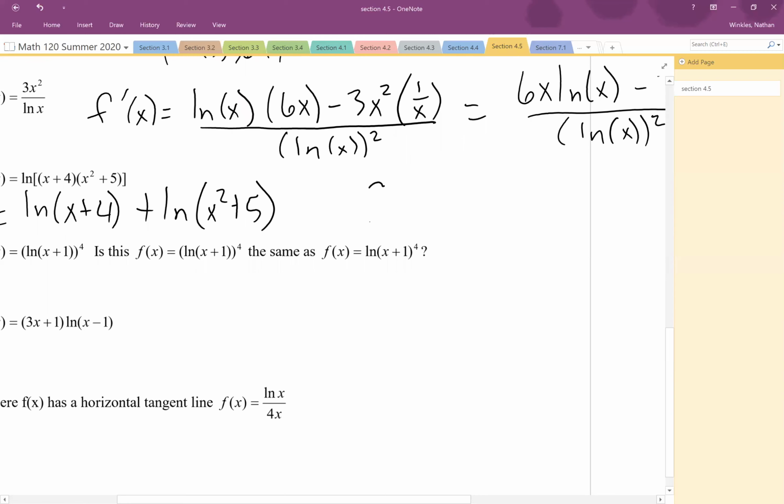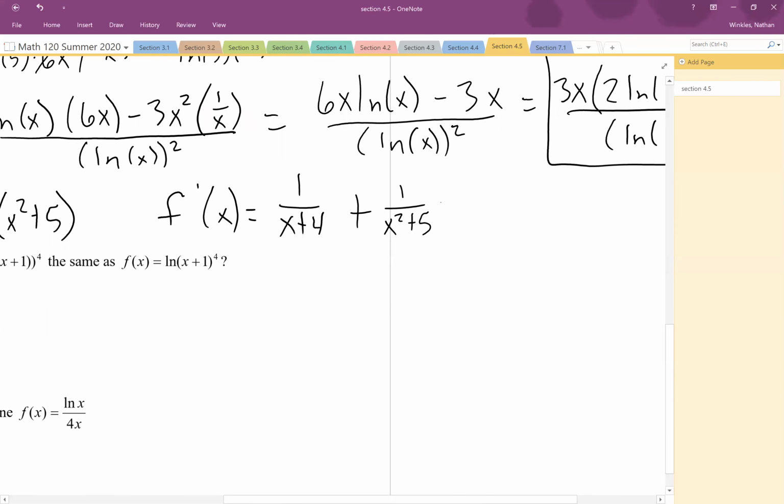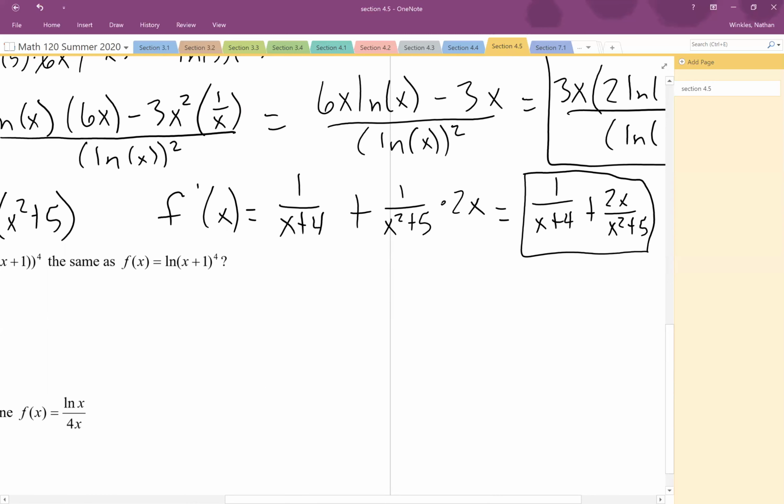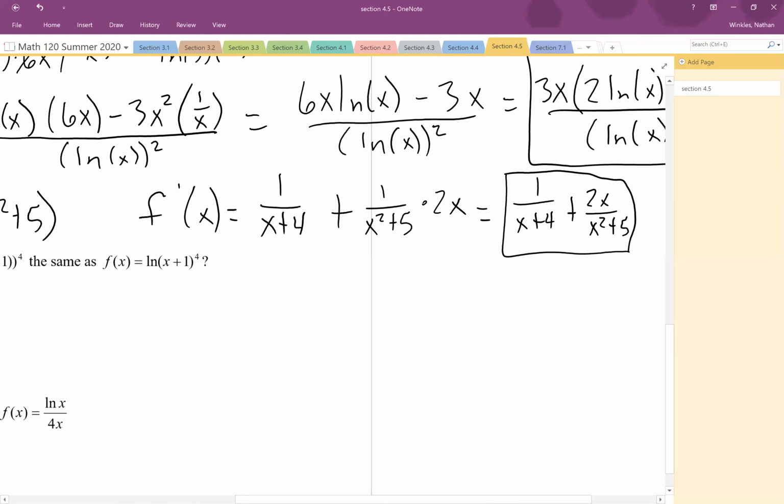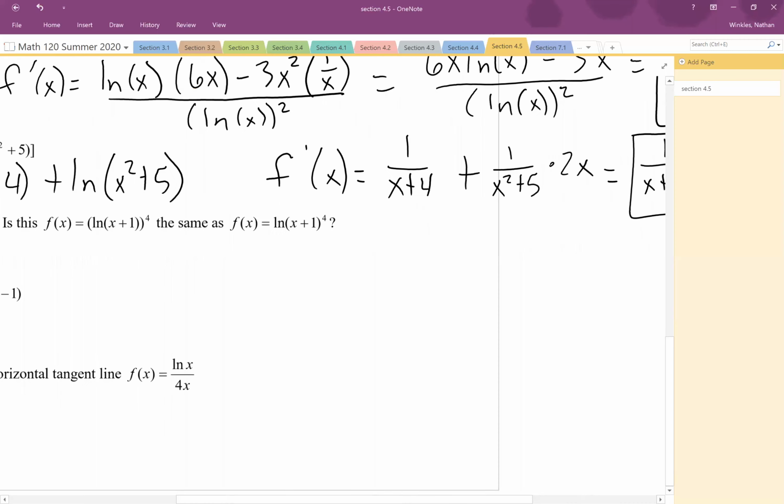So then our f prime of x is 1 over x plus 4 plus 1 over x squared plus 5 times 2x. So we get 1 over x plus 4 plus 2x over x squared plus 5. That would be our derivative. No need to worry about putting them into one fraction. You can leave it just like that at this point, and no worries.